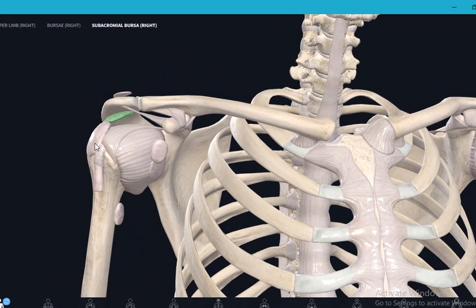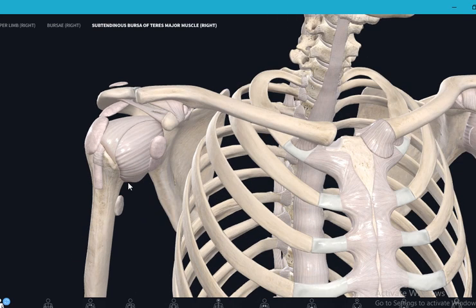So now we visualize again this bursa here. This bursa is a subdeltoid bursa, so it also prevents friction of the bones with the deltoid. This bursa here is a coracobrachialis bursa. It prevents friction from the coracobrachialis. This bursa here is the subtendinous bursa of the teres major, so you have one for the teres major here.